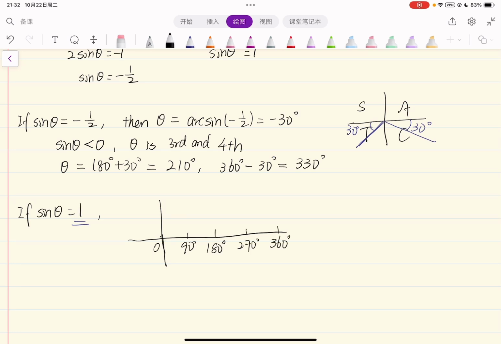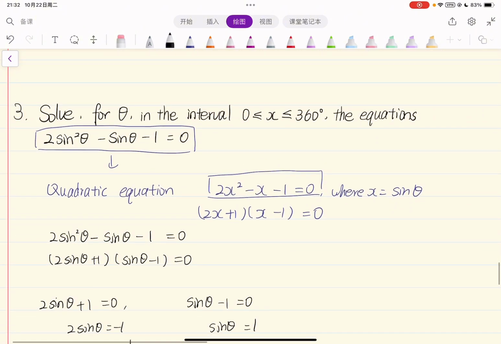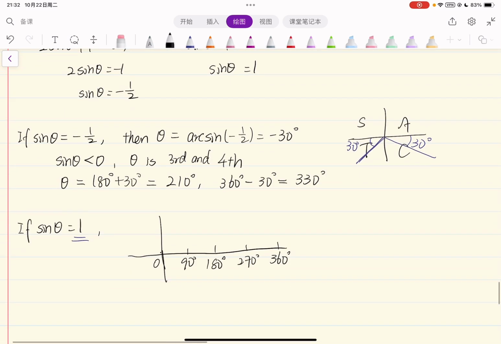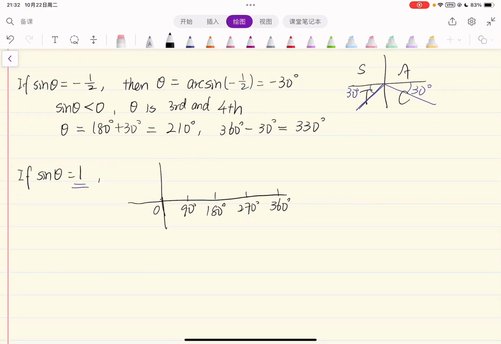Since the interval of x, that should not be x, I wrote it wrong over here. That should be theta. Sorry for that. The interval of theta is less than or equal to 360, so we only draw up to 360 degrees. Then we have 1 over here, minus 1 over here, and draw the graph like that. Just a sketch, not an accurate one.